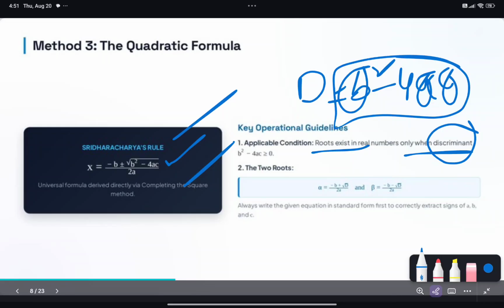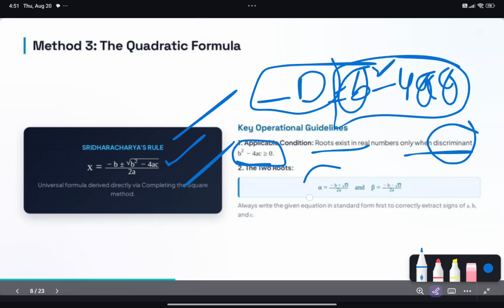Minus roots are there, but a minus discriminant... minus roots may exist. Yes or no? Minus roots, like -3, -4, whatever. But a minus discriminant never exists, except in imaginary numbers. The two roots. What are the two roots?